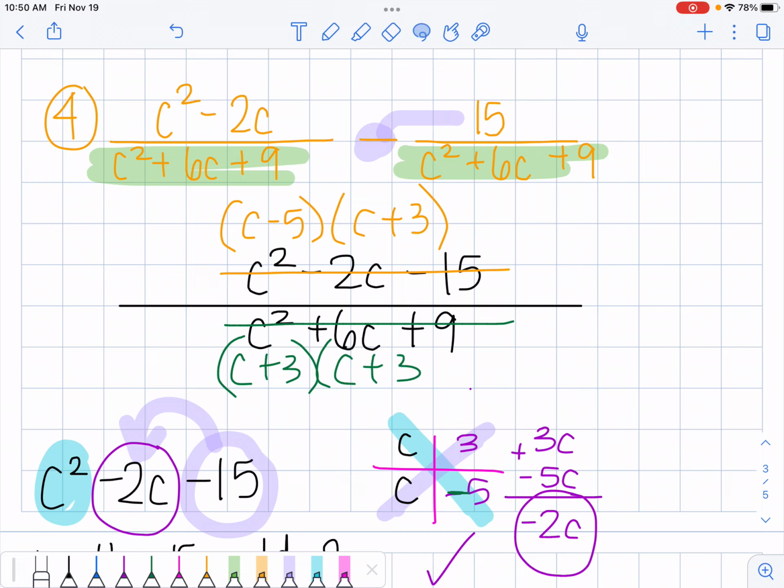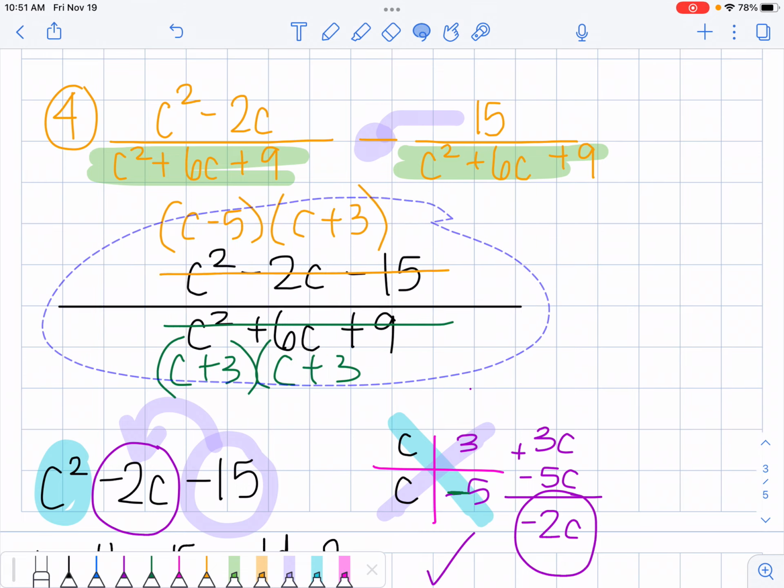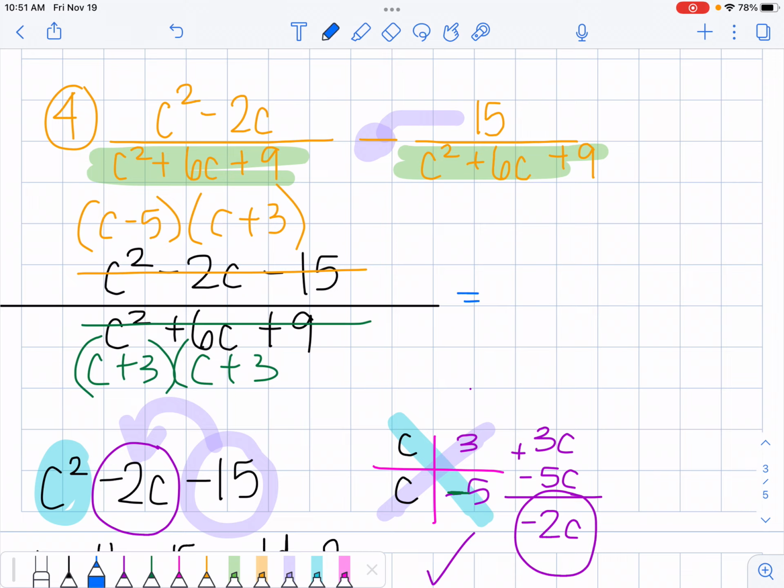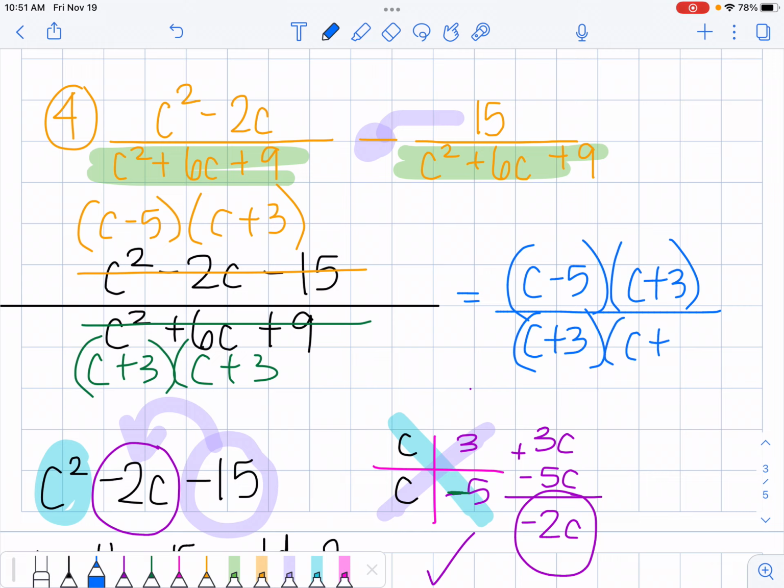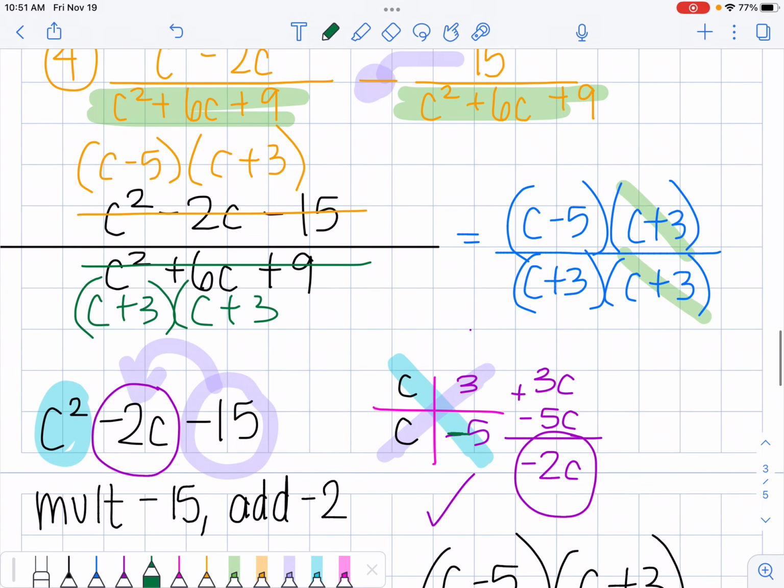And I'm going to rewrite this just so that you can see without all the crossing off. So I'm at c minus 5 times c plus 3 divided by c plus 3 times c plus 3. Now remember, you can only cancel groups. So I have two groups on the top, c minus 5 and c plus 3, and I have two groups on the bottom, c plus 3 and c plus 3. I have a c plus 3 on the top and the bottom, so this guy can cancel with this guy. So what am I left with? My final answer, c minus 5 over c plus 3.